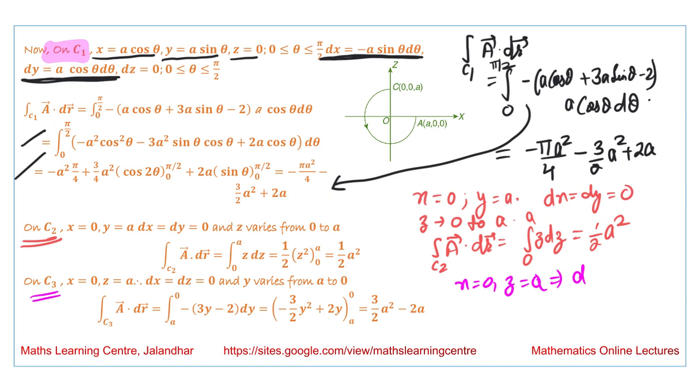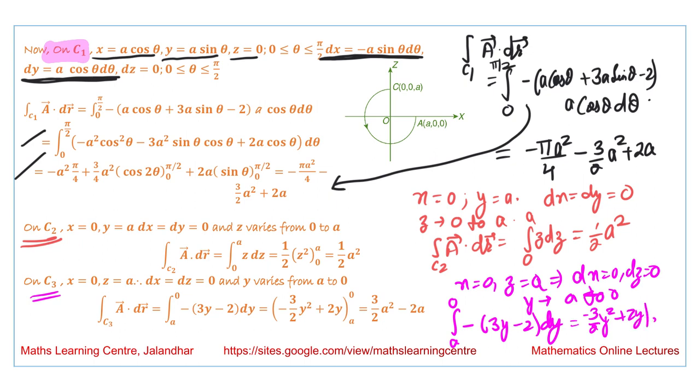Similarly on the curve C3, we have x is equal to 0, z is equal to a, so this implies dx is equal to 0, dz is equal to 0, and y varies from a to 0. So we have the limits over here a to 0, and when we substitute these values in the formula, we obtain minus 3y minus 2 dy. We have substituted in A dot dr. The answer we obtain is minus 3 by 2 y square plus 2y, with limits a to 0. So the answer you obtain is 3 by 2 a square minus 2 times a.